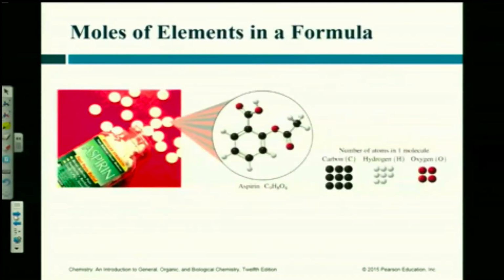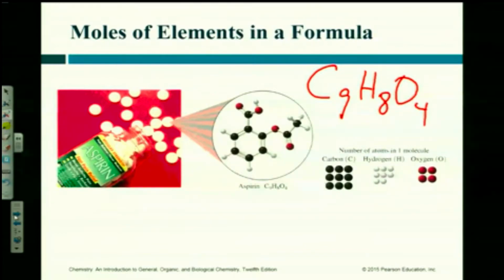Well, here we have a molecule of aspirin. How many atoms of carbon are there? 9. How many atoms of hydrogen? 8. And how many atoms of oxygen? 4. Who's ever seen 1 molecule of aspirin? Nobody? Why not? Because it's too small to see, isn't it? So what are you going to think we're going to do with molecules? We're going to scale them up doing the same thing, right?